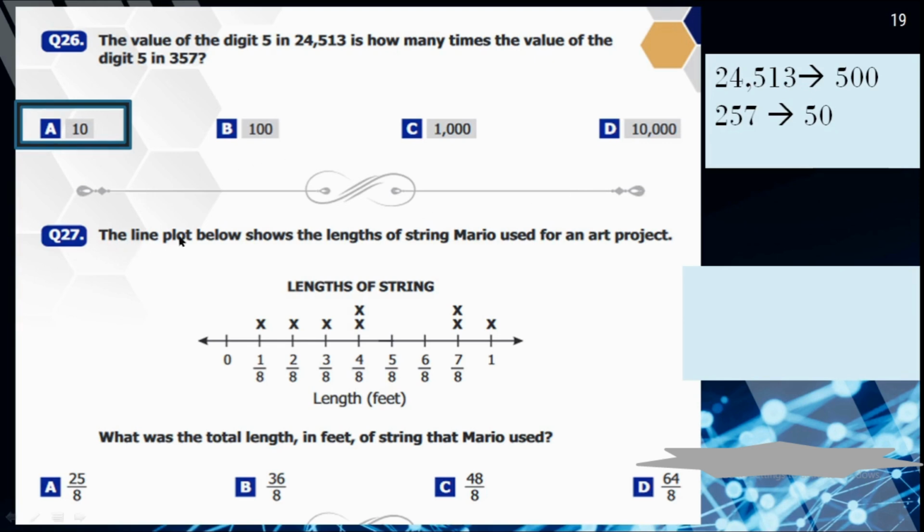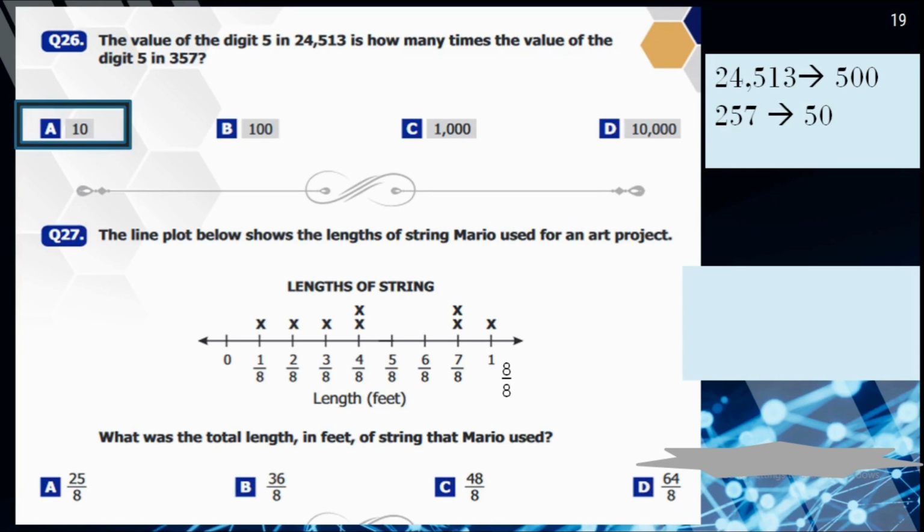Question number 27. The line plot below shows the length of string Mario used for an art project. What was the total length in feet of string that Mario used? So here we know that if we have to add the fractions, the denominators of all the fractions should be the same. Most of the fractions have the same denominator except for the last one, that is 1 written over here, and we cannot add this one directly. We have to change this 1 into a fraction. So it's an improper fraction, that is 8 by 8.